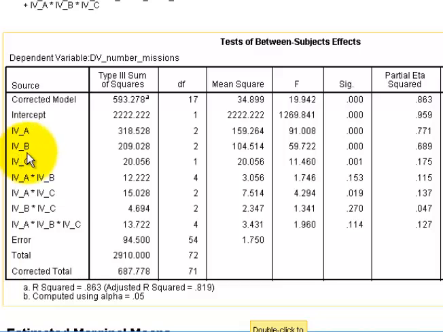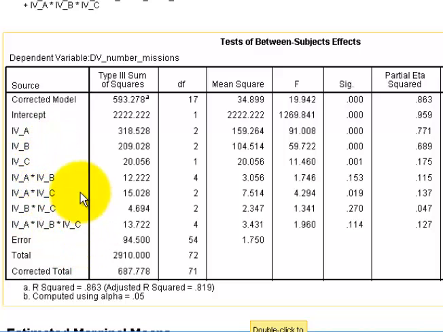Dropping down to B, the tactics. Again, 59 for an F score, that's huge. So we got a significant difference between the tactics. C, whether they're alone or not. Correct, yes. We got the exact same results. Significant difference. So there's a main effect A, main effect B, main effect C. That means there's a significant difference between the weapons, the tactics, and whether they go alone or not.